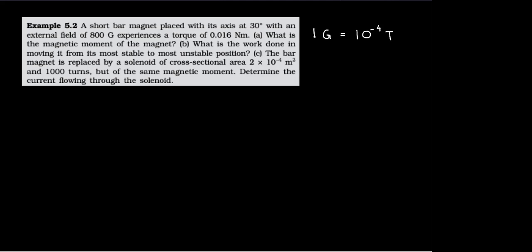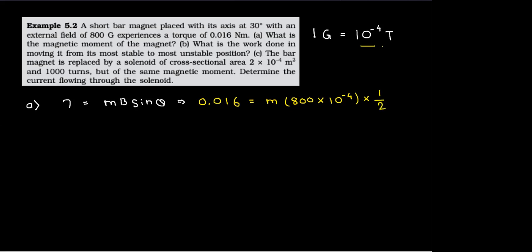Okay, first part everybody should get it. Ruchir, that is wrong. M is equal to... this is simple, torque is equal to MB sin theta. Torque is 0.016. This is equal to M, which we have to find out, into B, that is 800 into 10 to the power minus 4. You have to convert to SI units. MB sin theta, which is 1/2. So from here, you'll get M as 0.4 Newton meter. Not Newton meter, what I'm saying, ampere meter square.